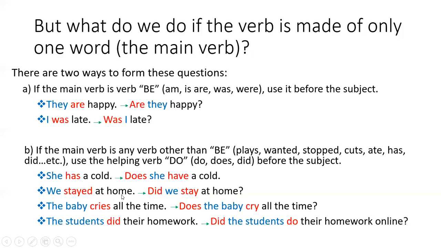We stayed at home. Stayed is a verb that doesn't have any helping verbs. So again, I have to use do. Do also carries the past. So the question is, did we stay at home? Please, please, please do not repeat the past in the helping verb and in the main verb. I cannot say, did we stayed? I cannot say that because the past moved from the main verb to verb do, and verb do became did.